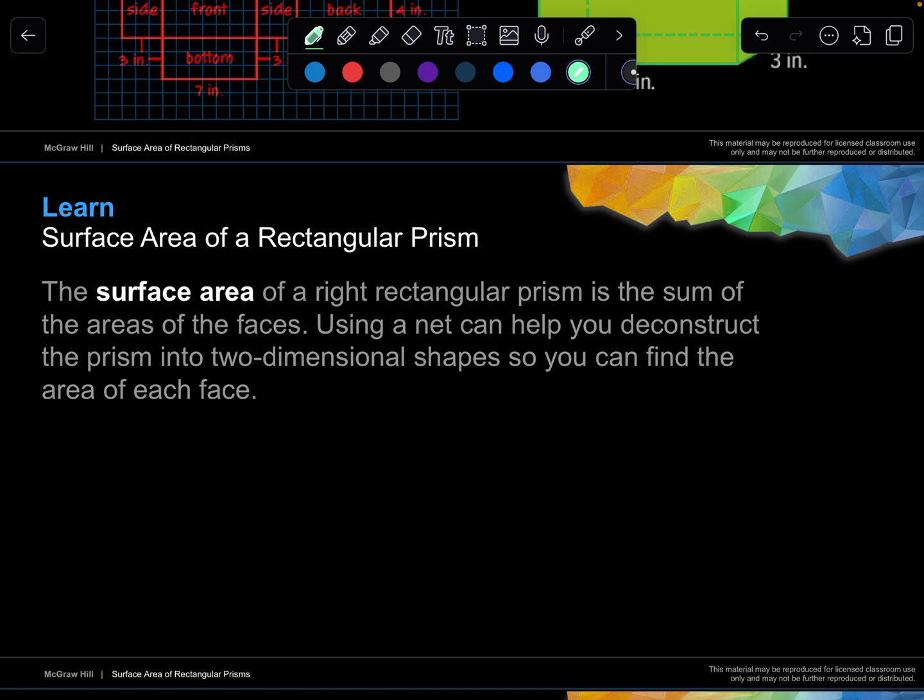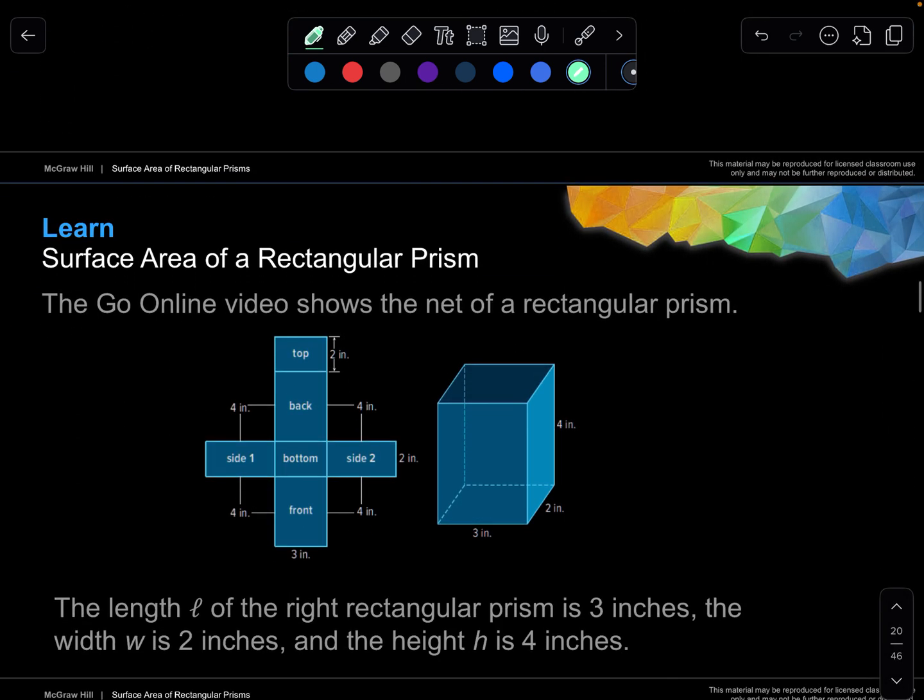The surface area of the right rectangular prism is the sum of the area of all the faces, right? So using a net helps us deconstruct the prism into 2D shapes so that we can find the area of each face. Let's look at this right rectangular prism. This is in your textbook, on page 498. I have this right rectangular prism, deconstructed into this net that you can see on the left-hand side.